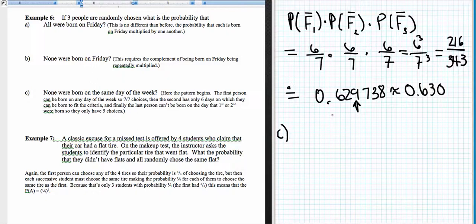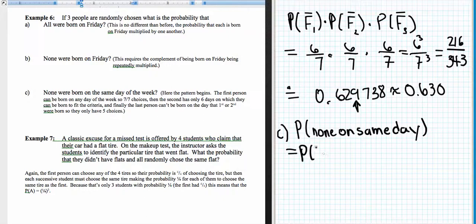Now moving on to part C, it says that none were born on the same day of the week. Now this is back to that same question of what's the probability that 3 randomly chosen people are all born on the same day. This is the probability that none are born on the same day. This one says, okay, well, the first person, they get to have any birthday they want, right? So this is really that the first person has a birthday, and that is, of course, equal to just 1.